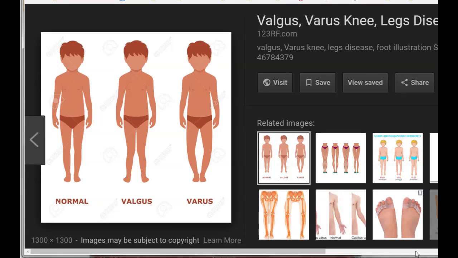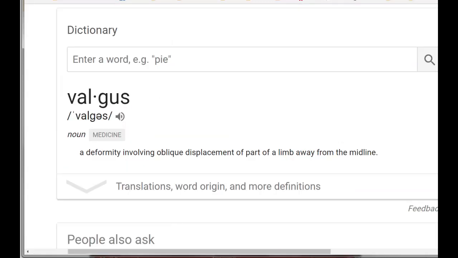So I pulled up some pictures on the terms valgus, varus, and pes planus that need to be part of the musculoskeletal exam for the sports physicals. So with valgus, the feet are pointing outwards, whereas in varus, it's bow-leggedness. Valgus is described as a deformity involving oblique displacement of part of a limb away from the midline.